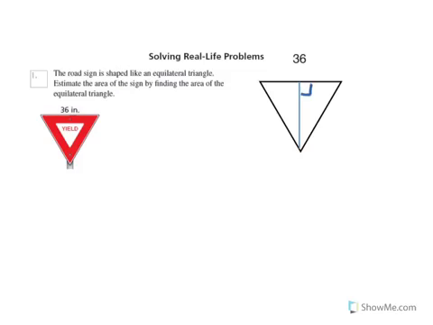Okay, let's go and now solve a real life problem. It says the road sign is shaped like an equilateral triangle. Estimate the area of the sign by finding the area of the equilateral triangle. Okay, first off, we have to start by figuring out, is it a 45, 45, 90 or 30, 60, 90? If it is an equilateral triangle, what do we know about our angles? All of our angles are 60 degrees. Okay, so if I take that and all I did was redraw the picture over here, we know that those angles are all 60 degrees. So this angle is 60 degrees, this one is 60, and this one's 60.